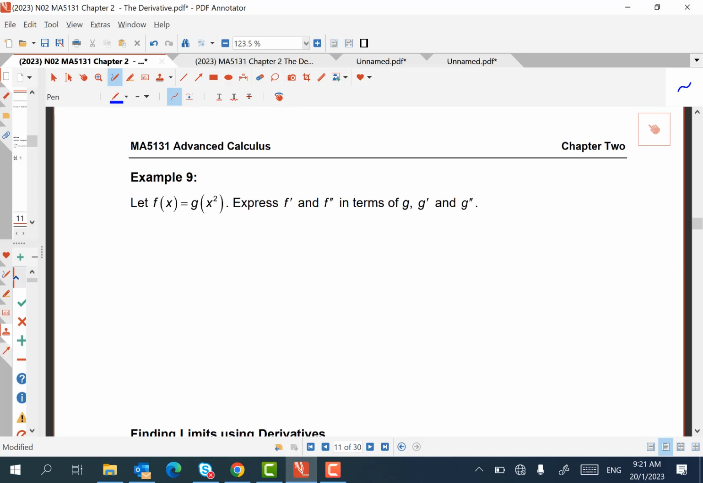Okay, we will end on example 9 to let you go off early to prepare yourself for PE, because some of you take a while to change into PE gear.